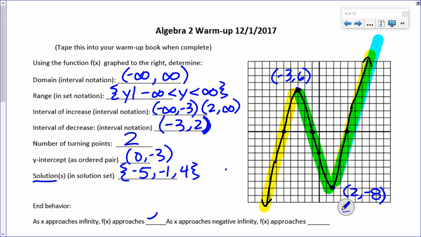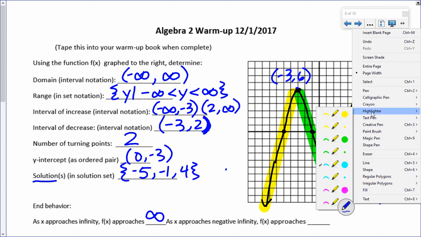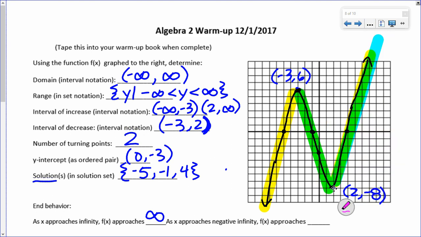Okay, and as x approaches negative infinity, I'm looking on the other side of the graph. Let me go purple. As x approaches negative infinity, I'm going this way. Then f of x, y, is approaching negative infinity. Okay, so that's our warm-up.